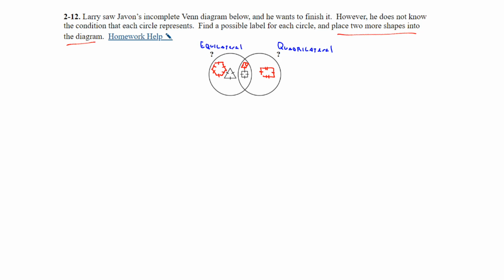The task is to create two conditions for each circle and then place two or more shapes into the diagram, and I went ahead and placed one in each part. You could also place one on the outside that is not equilateral or a quadrilateral. So we could do something like a scalene triangle where the sides are not equal. So that's a possibility as well.